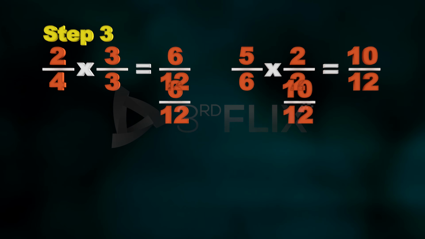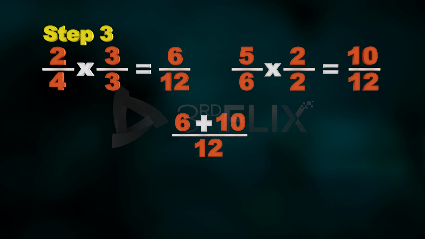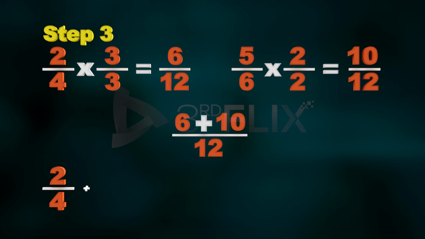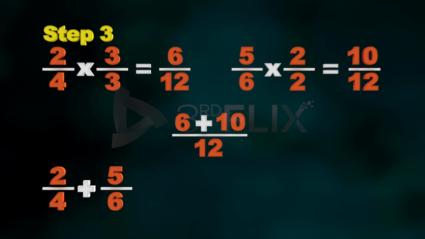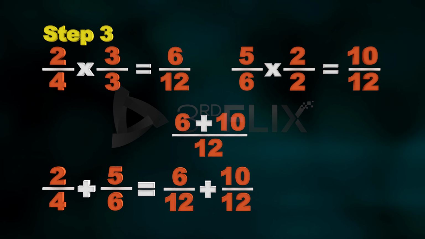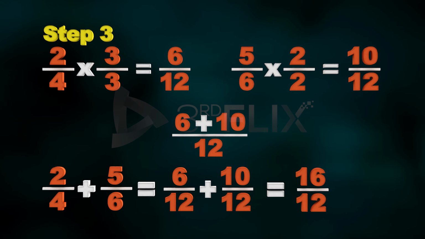Step 3. Now add the numerators, keeping the denominators same. Therefore, 2 by 4 plus 5 by 6 is equal to 6 by 12 plus 10 by 12 is equal to 16 by 12.